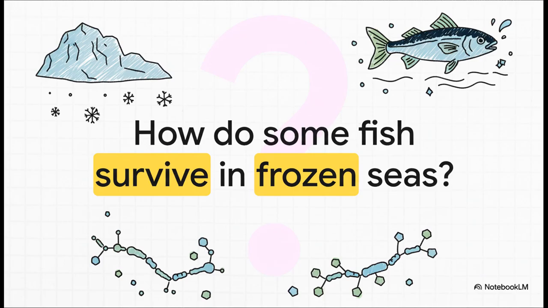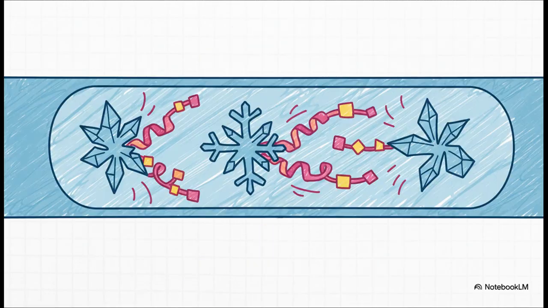Think about the coldest parts of our planet. We all know water freezes, so how in the world do some fish manage to survive in Arctic and Antarctic waters that are literally freezing solid? Well, the answer is basically a biological superpower.